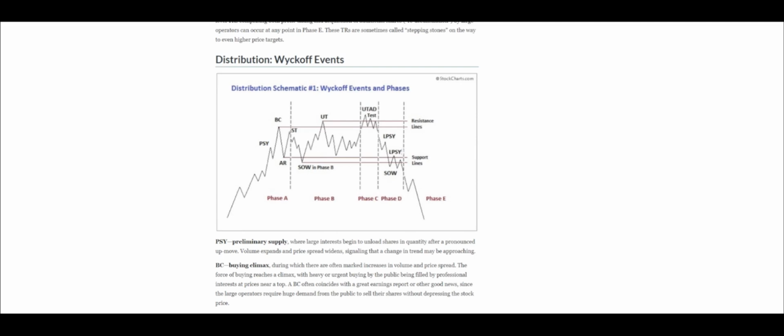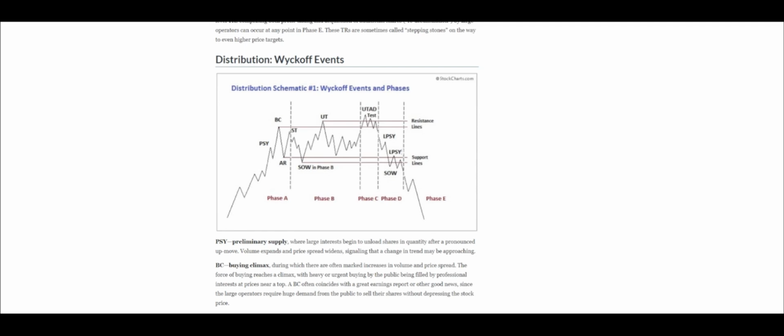Phase D of a distribution is pretty much a mirror image of the accumulation one. It usually has a last point of supply, the LPSY, in the middle of the range, creating a lower high. From this point, new LPSYs are created, either around or below the support zone, and then an evident sign of weakness, SOW, appears when the market breaks below the support lines.